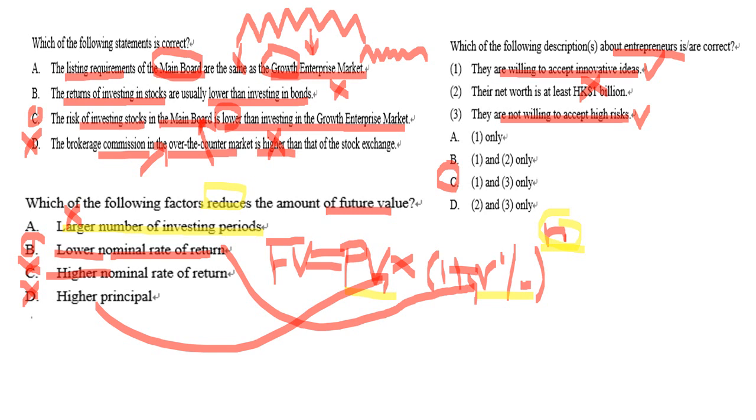Next one, entrepreneurs. Entrepreneurs are willing to accept innovative ideas. Okay, common sense. Next one, not related to the amount of investment. So we are not talking about the worth of the business or how much entrepreneurs invest in their businesses. Wrong. They are willing to accept high risk, of course. Okay. This is the definition of entrepreneurs, 1 and 3.